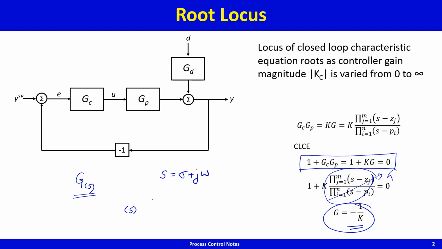Now the closed loop characteristic equation requires that g is equal to minus 1 by K, and K should be positive for negative feedback. Therefore, what this means is we are looking for those special s values which, when substituted into g, end up giving us a negative real number. And if we obtain such a negative real number, then that particular candidate s value is on the root locus. So that's the idea behind the root locus technique.